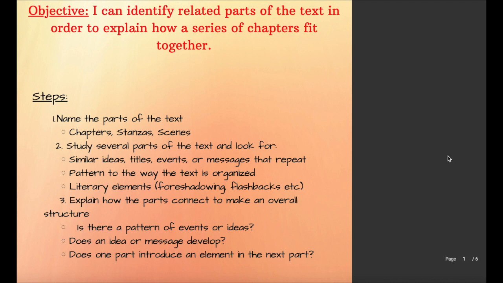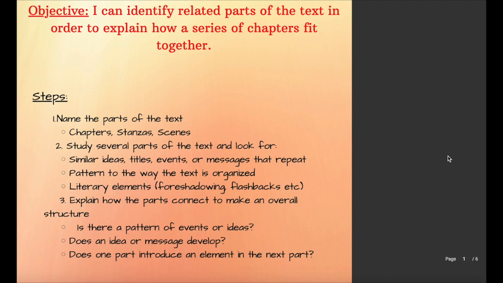So the first thing you have to do is identify what you're looking at. Now, chapters, stanzas, scenes, sometimes lines, paragraphs. All of these things, we have to determine what is it I'm looking at? How does this particular piece fit in? So if we're reading a novel, we're mainly going to be focused on chapters and paragraphs.